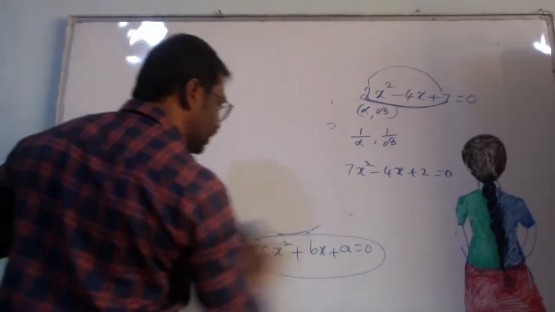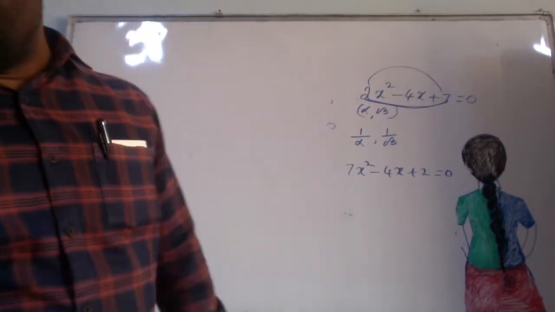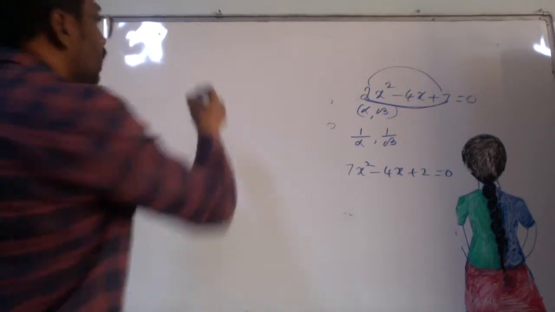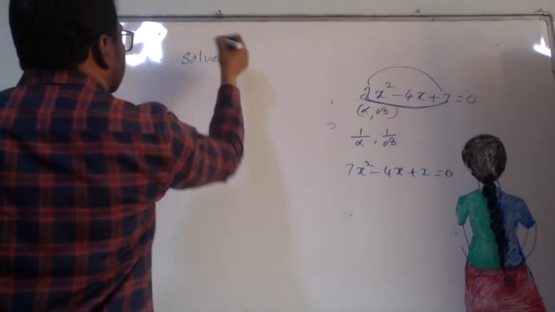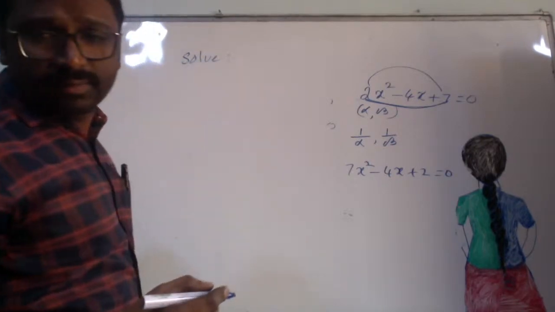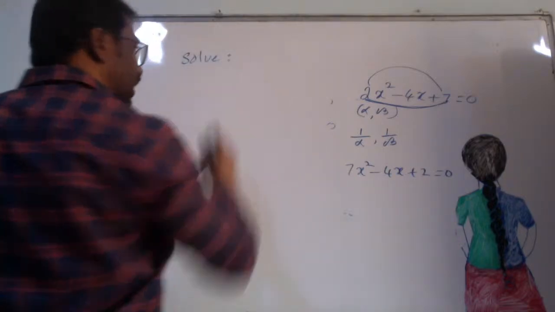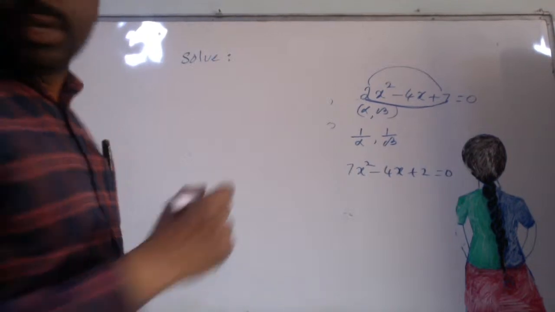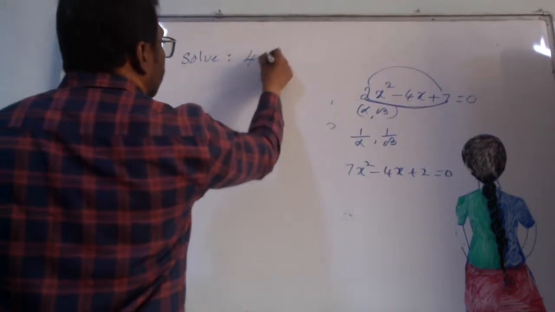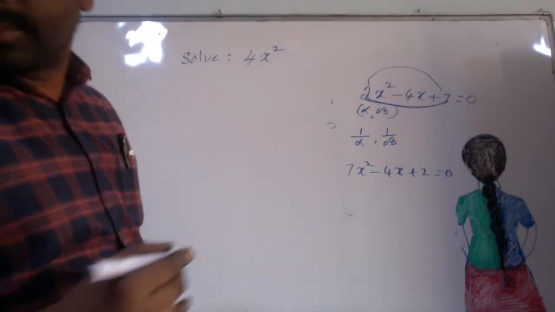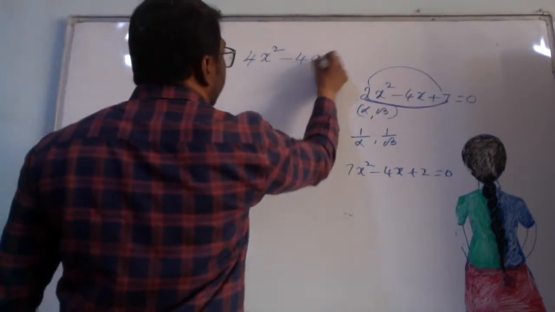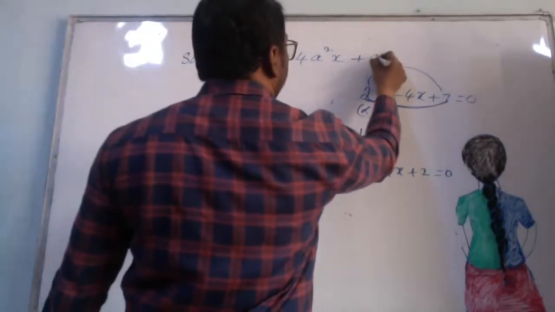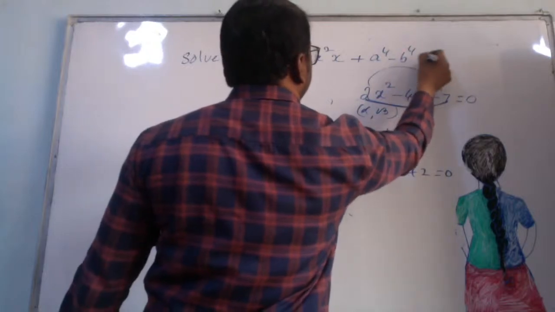Some more questions I can discuss. Right. Solve for x. How to find the roots by using the factorization method or the quadratic formula method, that we will discuss here. Solve for x: 4x square minus 4a square x plus a power 4 minus b power 4 equal to 0.